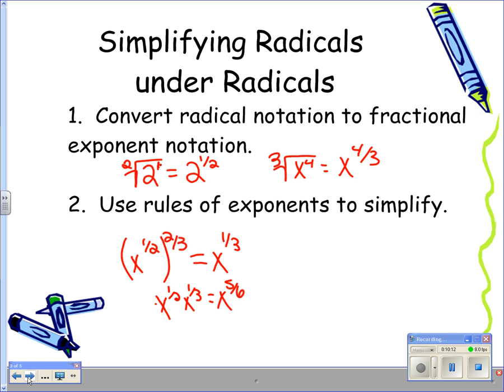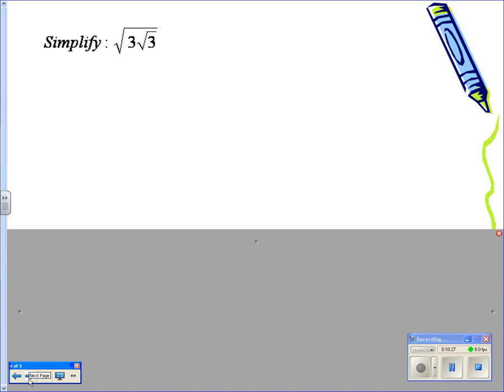Y'all remember those 2 rules? You have to know how to use those. That's like what most of these problems are going to be. So that's not an extension of the problem? No, those are just 2 different examples. No, it was just two different rules. So we've got the square root of 3 times the square root of 3. A radical under a radical. No, you haven't done these before.